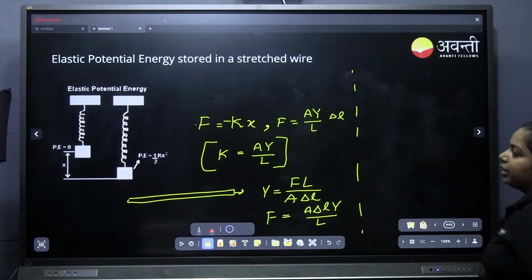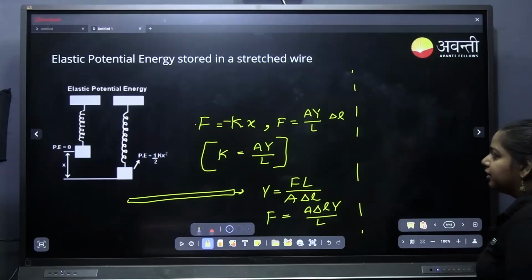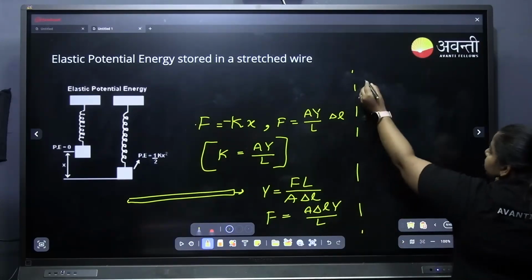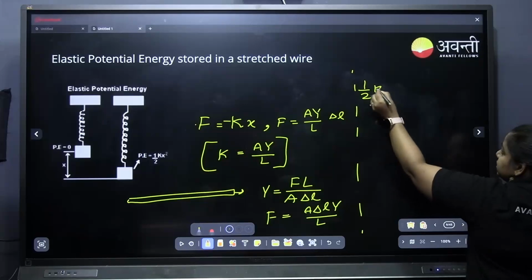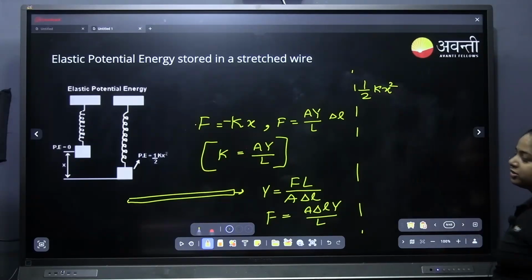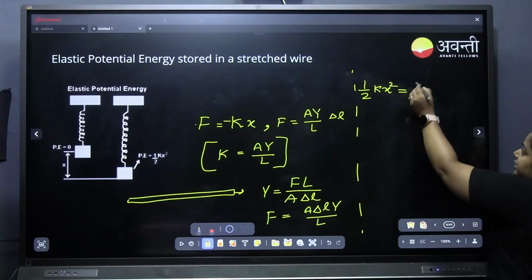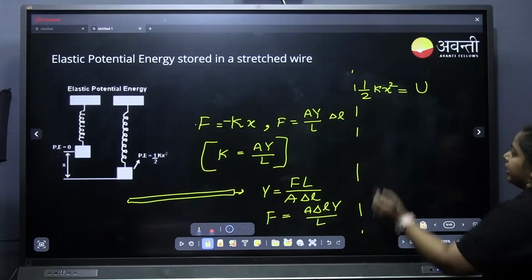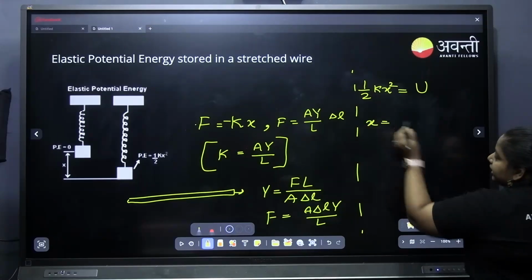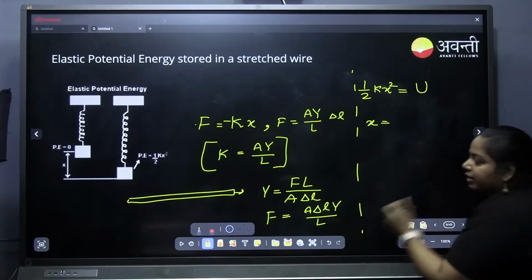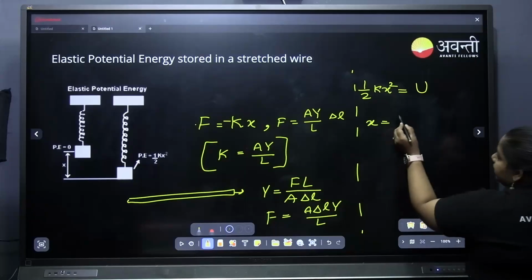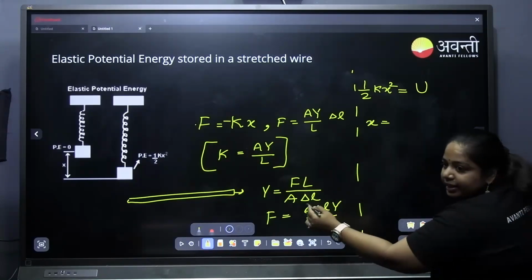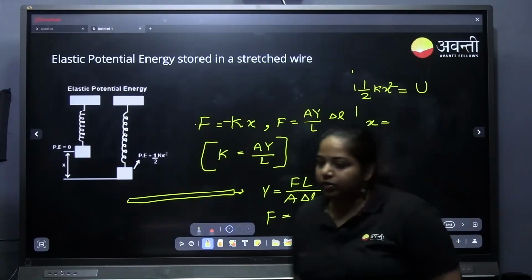Okay, now what we are going to do is find the potential energy of a spring. Potential energy stored in a spring is half kx square. We just have to substitute our Young's modulus values for this. So x we can write as what? Like x is delta L. If you want, yes, any doubt?